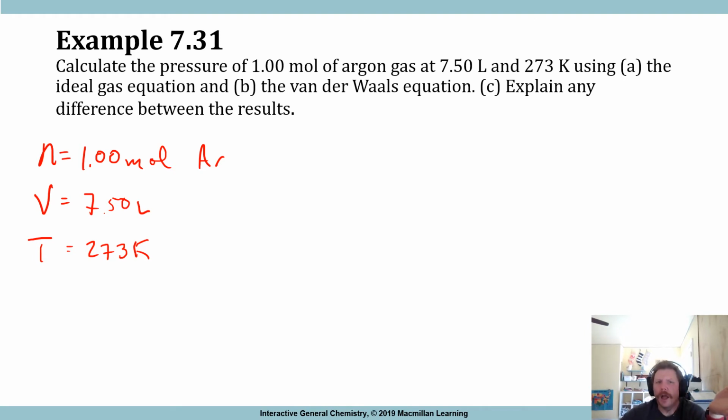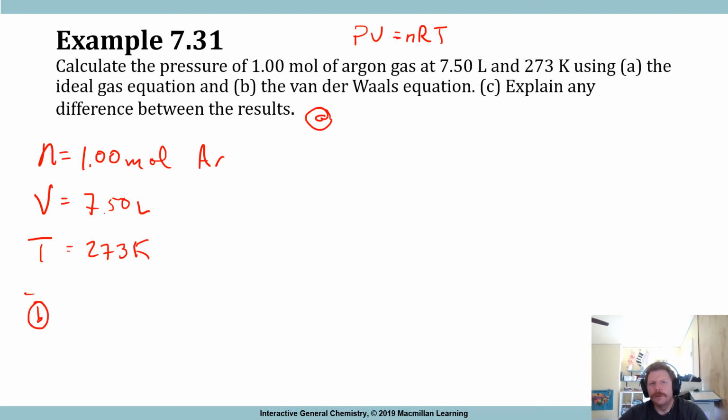Okay, so I'm going to do part A. A is solving, well, what's the pressure given the ideal gas equation? So PV equals nRT. And then I'm going to contrast this with solving with our van der Waals equation, which is B, and I'm going to do that down here.